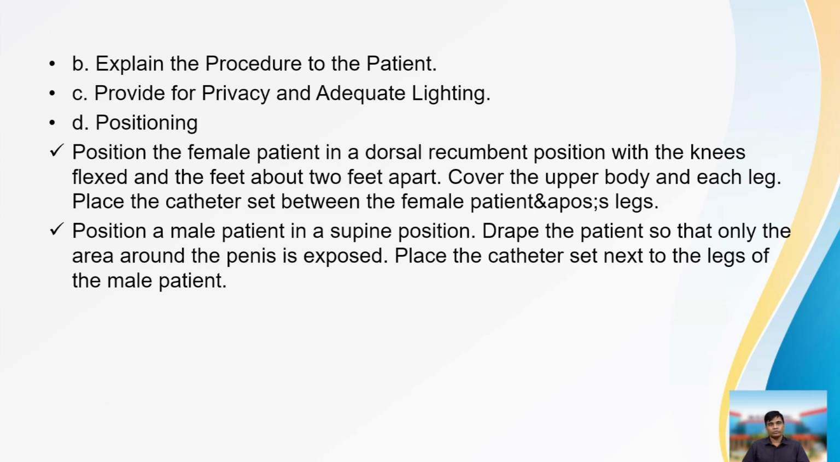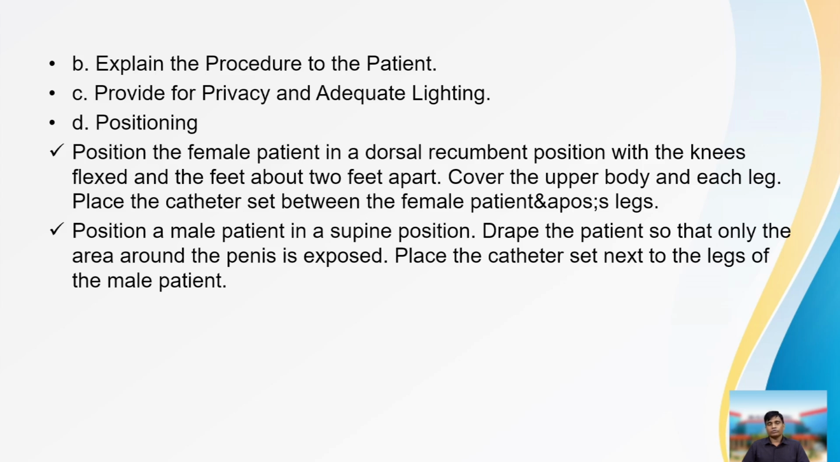Now we are going to do this procedure. Explain the procedure to the patient. Next, provide privacy, and arrange lighting and positioning also. We take the supine position for the patient for urinary catheterization. Position the female patient in dorsal recumbent position with the knees flexed and the feet about 2 feet apart. Cover the upper body and each leg. Place the catheter set between the female patient's legs.